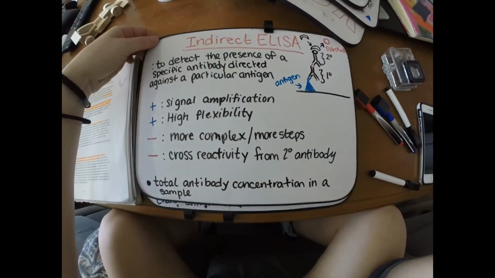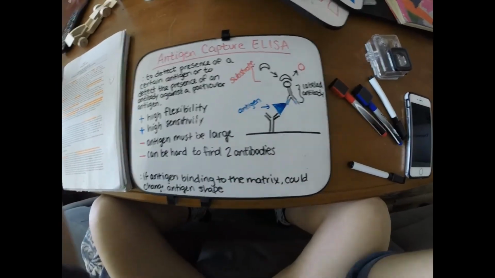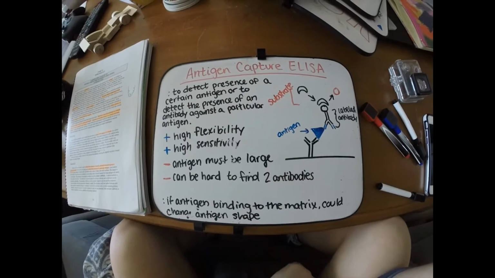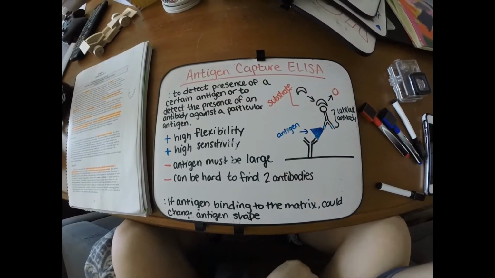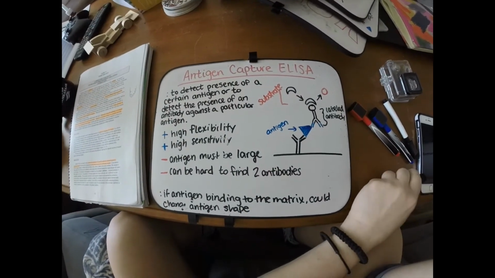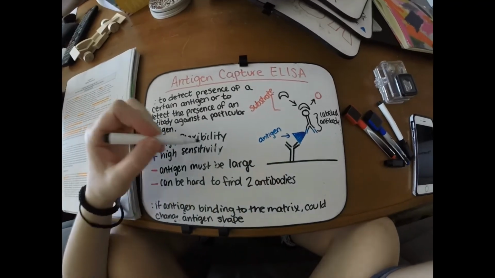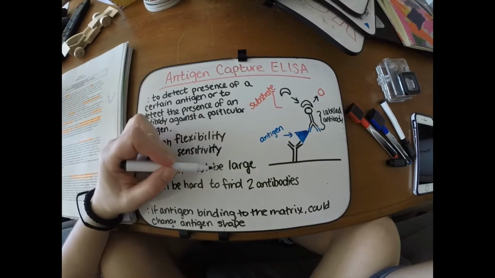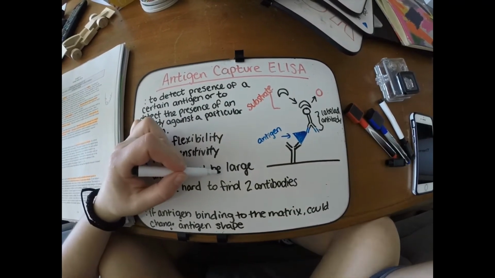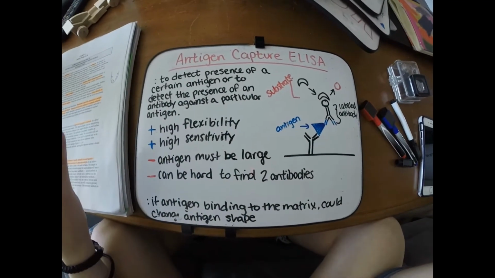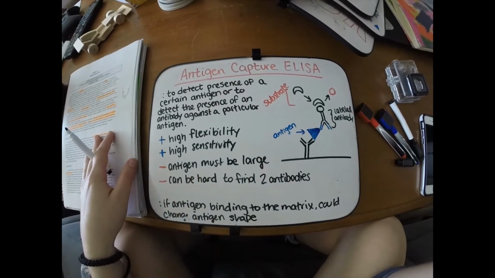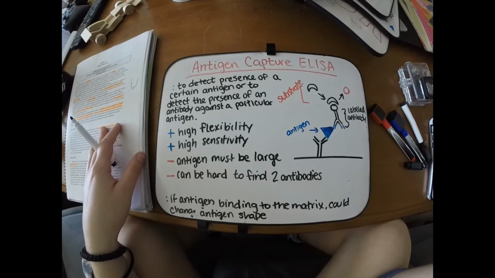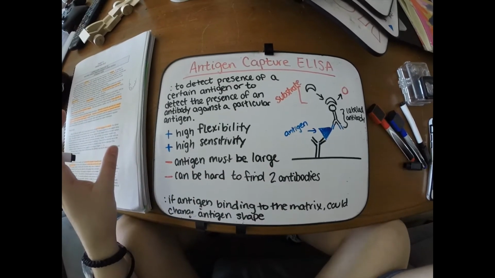All right, let's talk about antigen capture ELISA. So antigen capture ELISA is also sometimes called sandwich. Just so you guys know, and if you hear it somewhere else, or maybe you've heard it in the past, that is what that is. But what you're doing is you're trying to detect the presence of a certain antigen, or to detect the presence of an antibody against a particular antigen.